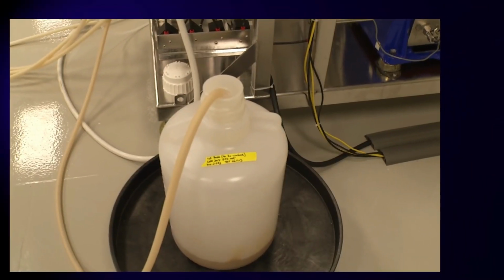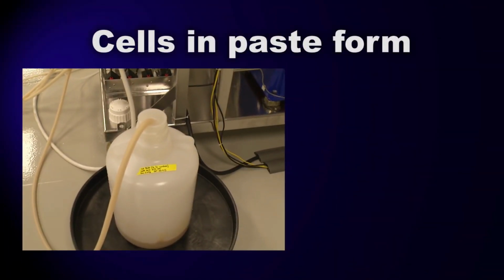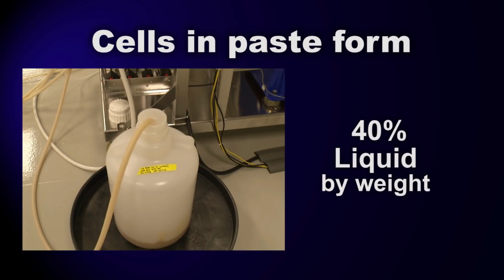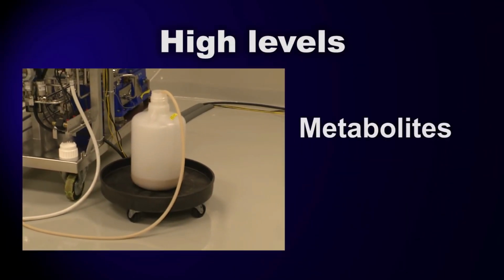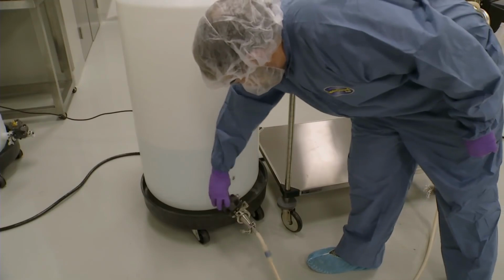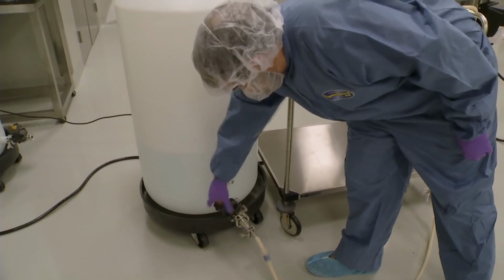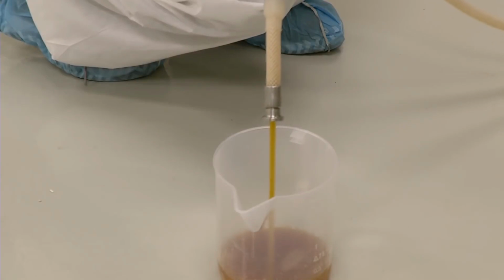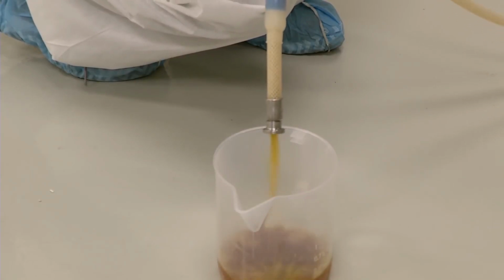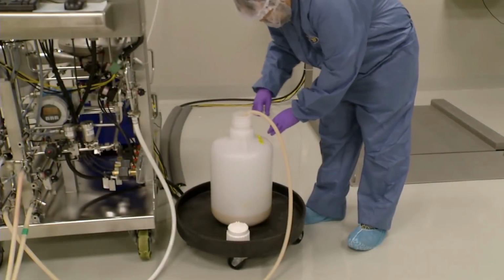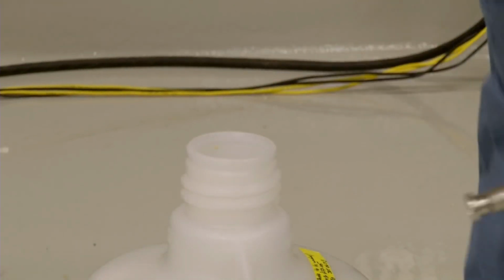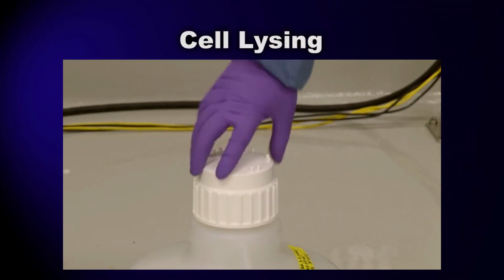At this point, the cells are in a paste form, and although most of the liquid has been removed, our cell paste is still about 40% liquid by weight. The remaining liquid contains high levels of metabolites and salts that could complicate downstream processing, so we're going to lower those levels by washing the cells. The cell paste is suspended in a buffered solution and then run through the centrifuge again. As the clarified liquid leaves the centrifuge this time, it carries many of the contaminants from the fermentation step with it. The cells, once again in paste form, are ready for the next step, cell disruption, also called lysing.